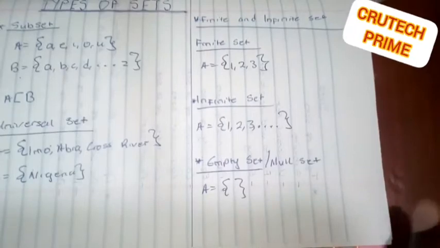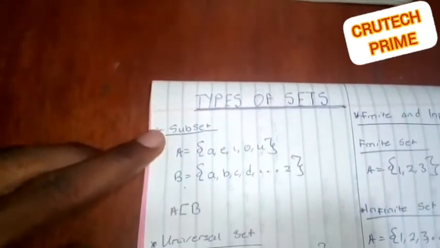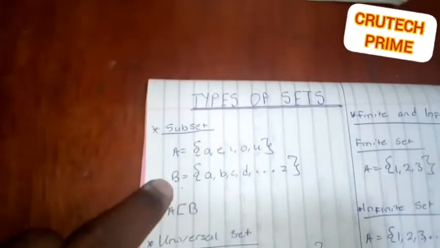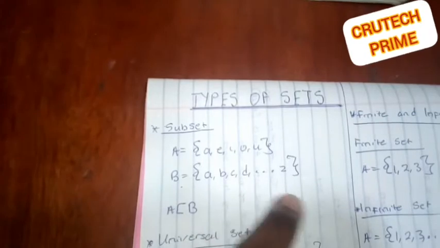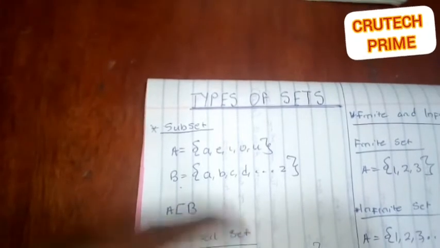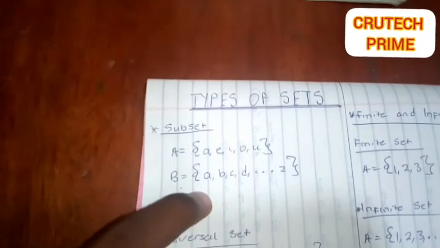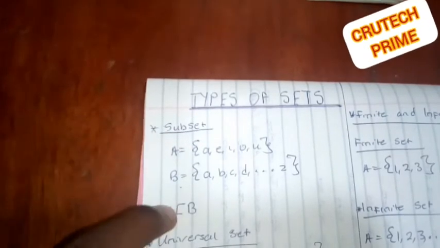Let's go over it all over again. The types of sets we have. We have subsets. If set A contains A, E, I, O, U, and set B contains A, B, C, D to Z, we can notice that the elements of the set A can be found in the set B. So that makes A a subset of B.